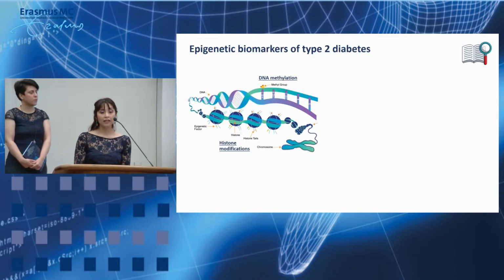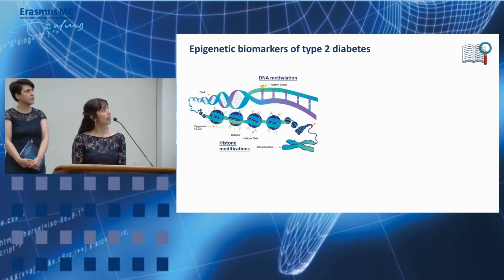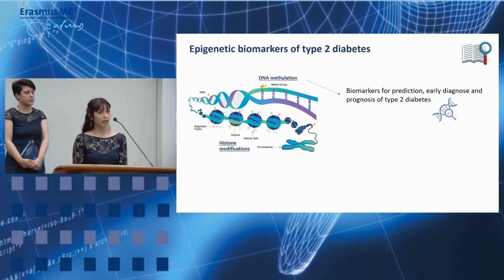In our literature review, I studied associations between DNA methylation and histone modifications and type 2 diabetes and glycemic traits. I found such markers in the literature, and I found that some of them, specifically regarding DNA methylation, were proposed as biomarkers for prediction, early diagnosis, and prognosis of type 2 diabetes.